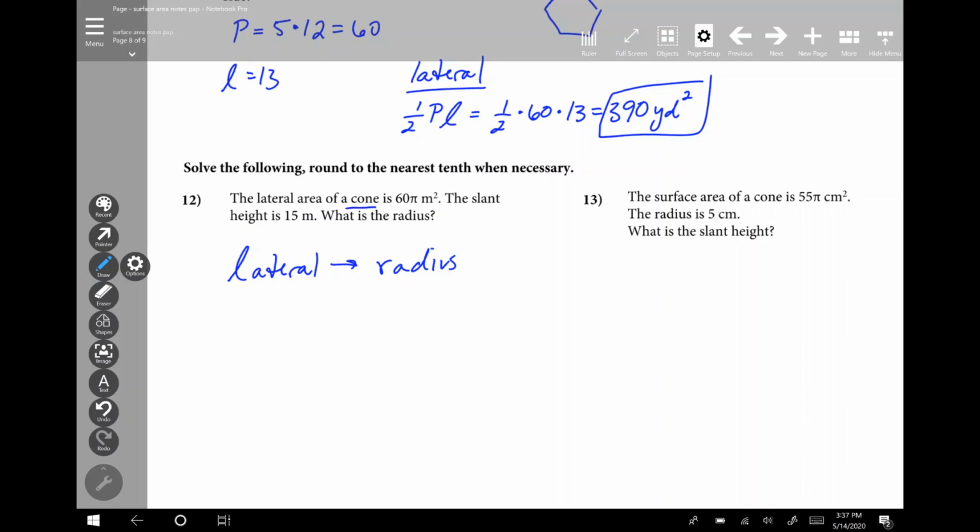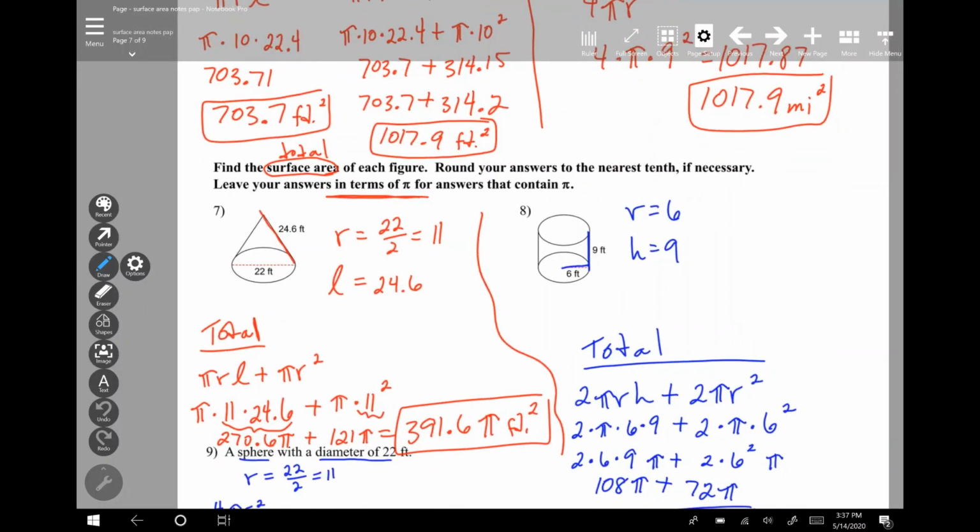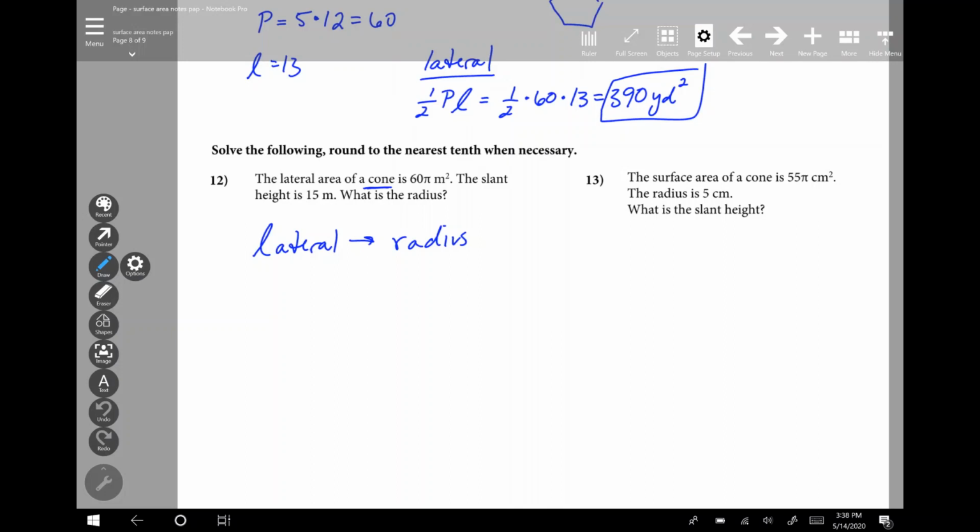Okay, we need to think about this. It's a cone. So let's look back at our formula chart, or look back at one of our other problems here. Look at this, a cone. The lateral surface area of a cone is pi times r times L. So lateral, pi times r times L. And we want to get only down to the radius. It says the lateral area of a cone, so pi times r times L. When you do that, you get 60 pi meters squared.